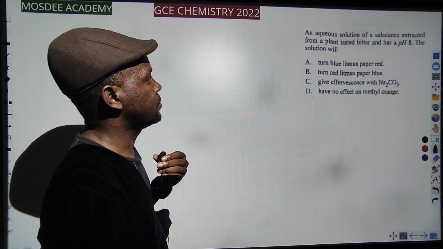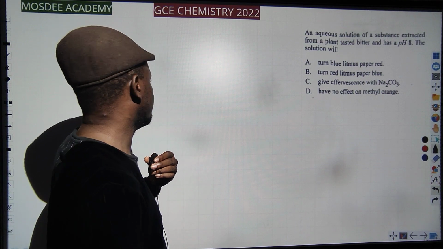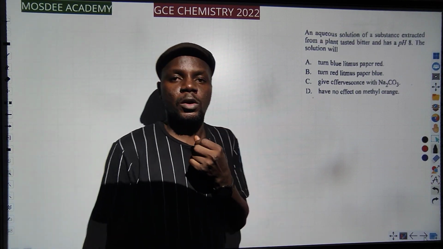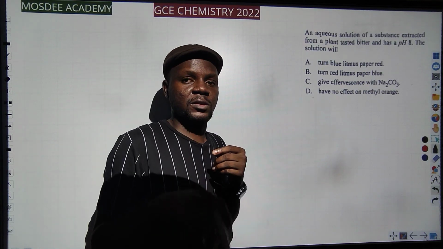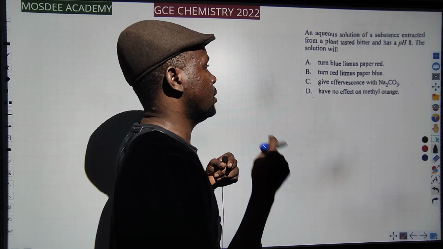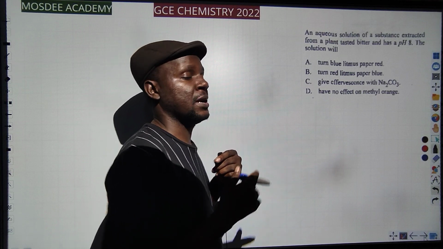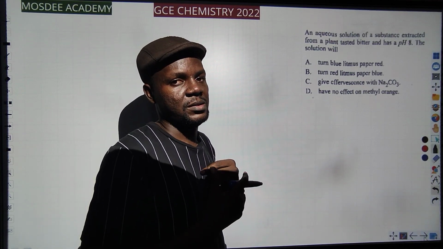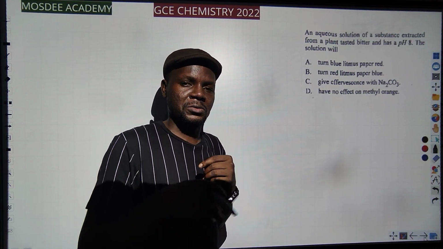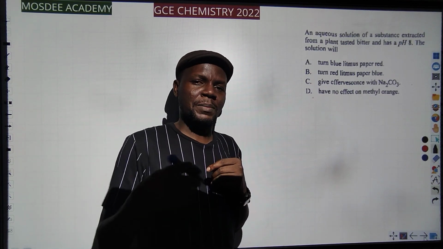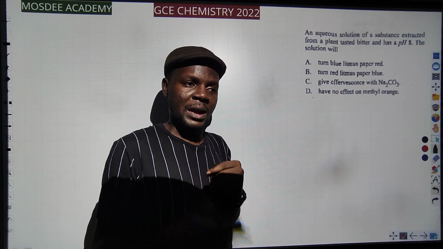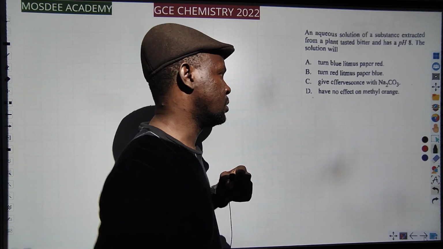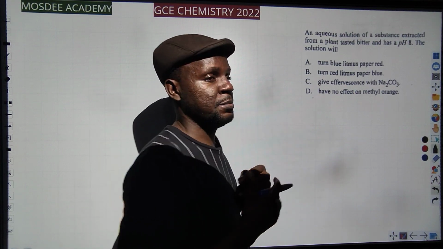Page next. Now, this says an aqueous solution of a substance. Aqueous means it contains water. Please note that. A substance extracted from a plant tasted bitter. That is giving you a key. Qualitative analysis is testing how to predict a particular element, even without knowing them, by their behavior and by their reaction. Now, it tasted bitter.